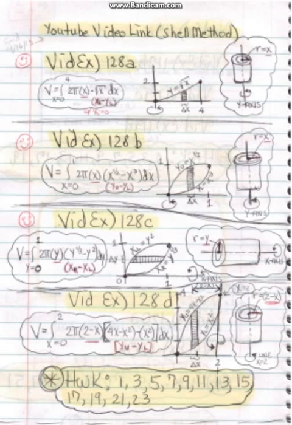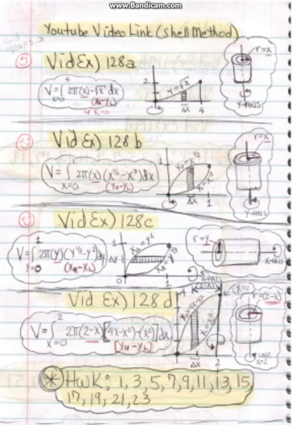And in the last one, we have rotation about a line that's not either axis. It's the vertical line x equals 2. That affects two different things. First of all, it changes the radius of our shell. The radius is not x like it normally would be for rotation about a vertical axis. Instead, it is 2 minus x, which is the distance between the center of the approximating rectangle and the axis of rotation.